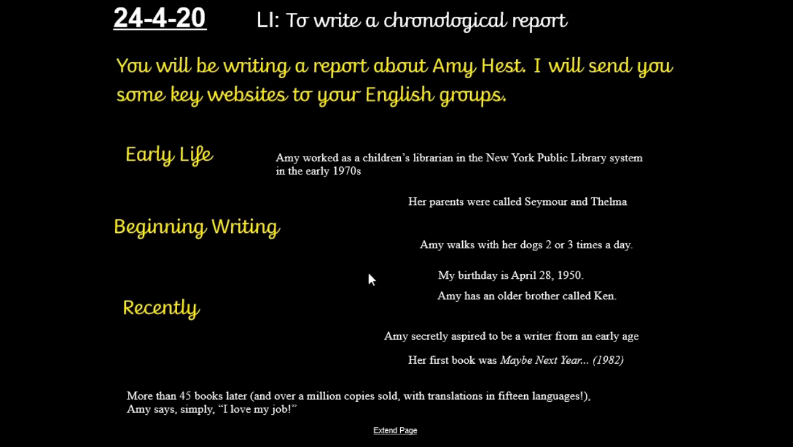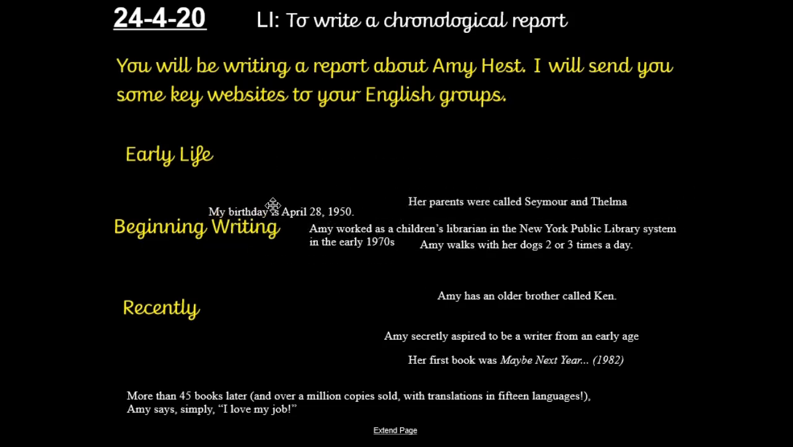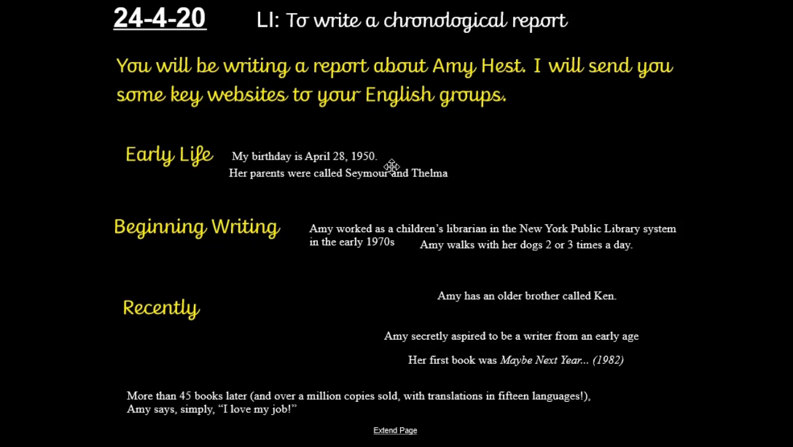Let's look at the next one here. Let's look at this one. My birthday is April the 28th, 1950. Are we going to early life? We're going to beginning writing, or is it recent? Well, of course, it's the early life. It's telling us when she was born. Her parents were called Seymour and Thelma. Definitely early life, okay. That's telling us who her dad and who her mum is.